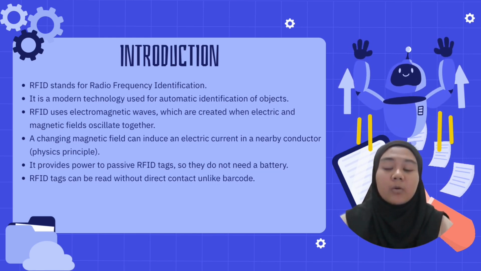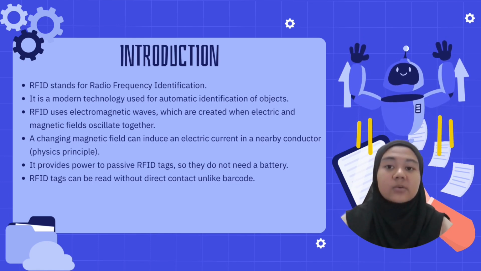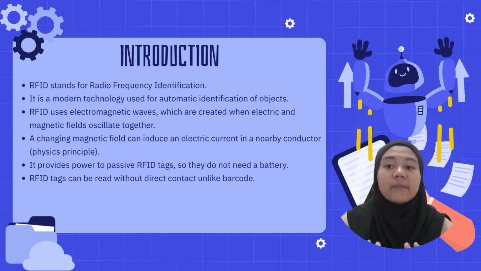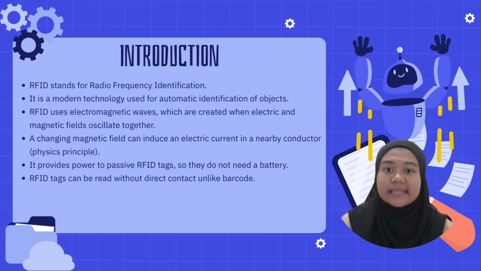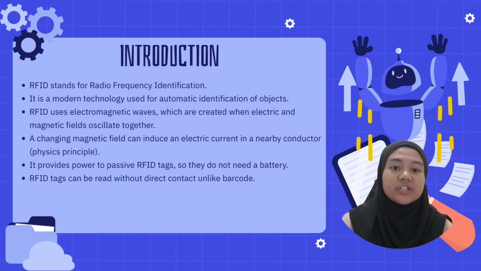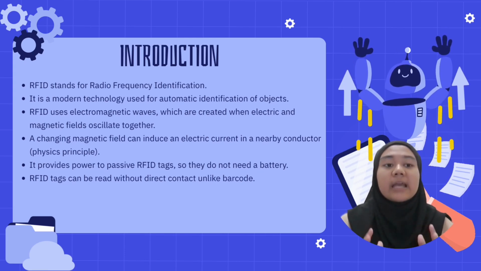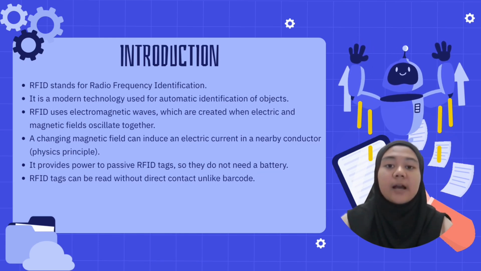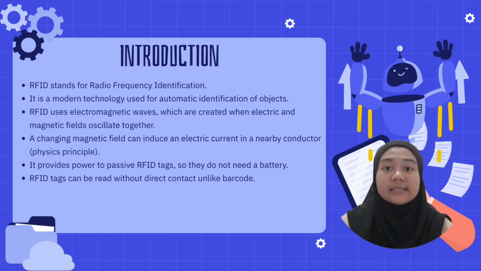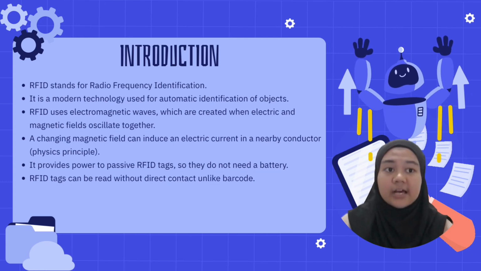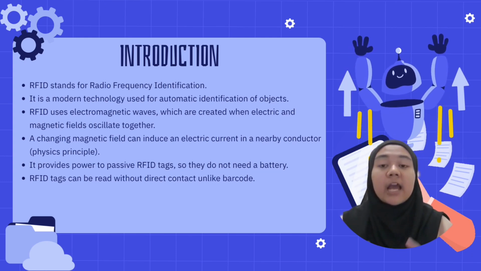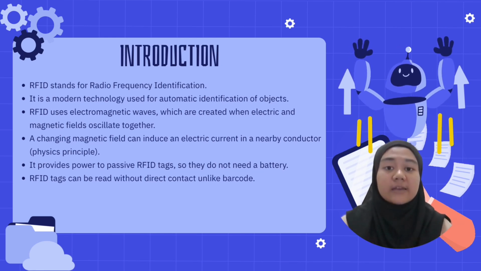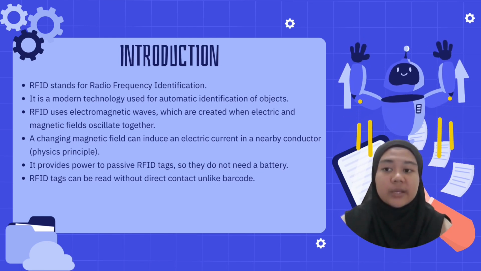It provides power to the passive RFID tags, so they do not need a battery. Passive RFID tags do not have an internal power source. Instead, they rely on the energy transmitted by the reader's electromagnetic field. When the tag absorbs this energy, it becomes powered temporarily and is able to transmit its stored data. This makes passive tags cheaper, smaller, and longer-lasting compared to active tags, which contain a battery.